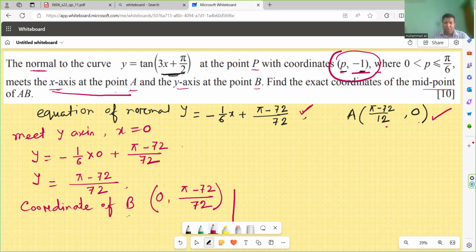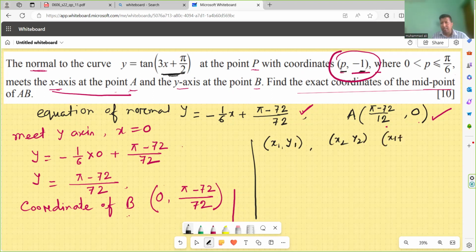Now, two coordinates we already have. Now we find the exact coordinates of the midpoint. Now, the midpoint formula: like x1, y1 and x2, y2, if these are the two coordinates of two points, the midpoint formula is (x1 plus x2) divided by 2, (y1 plus y2) divided by 2. So we have to use this formula.